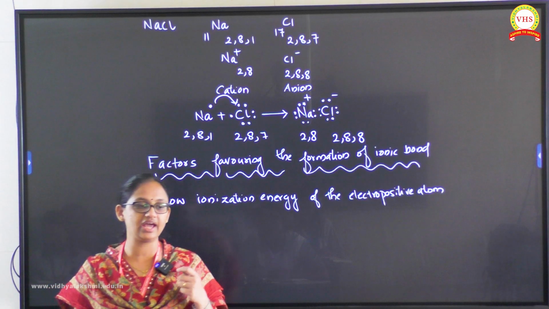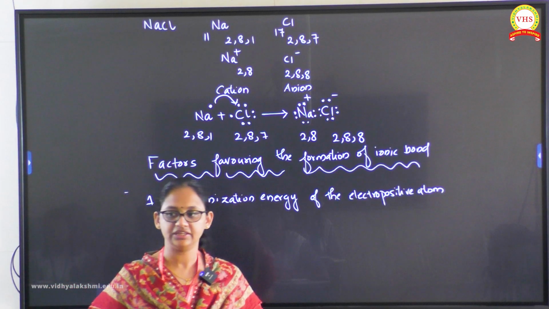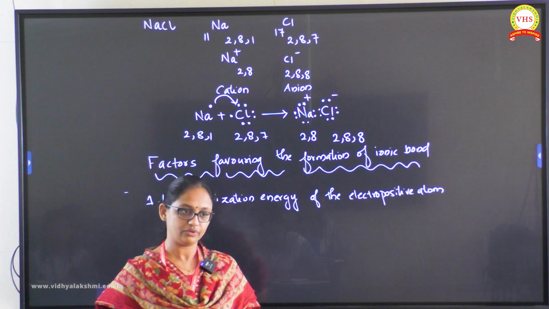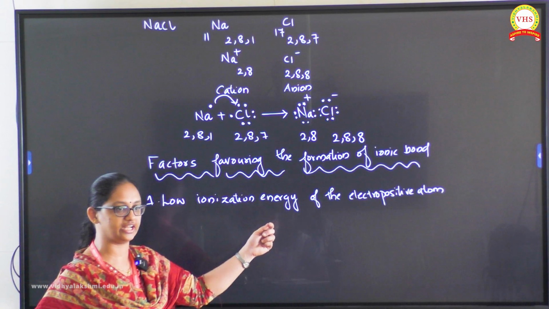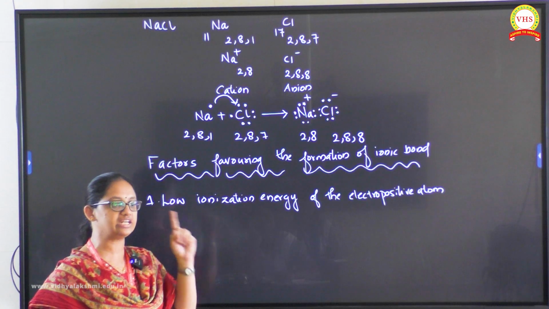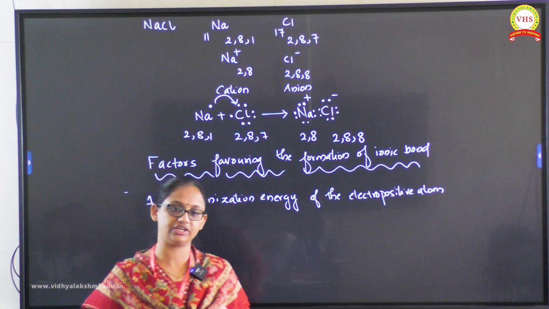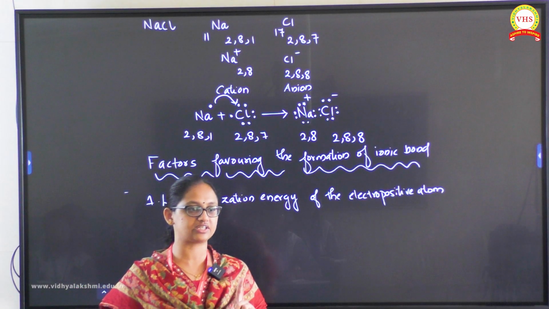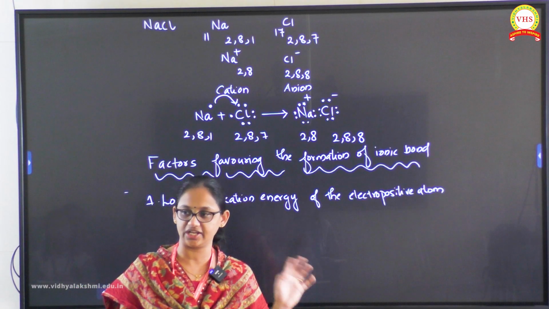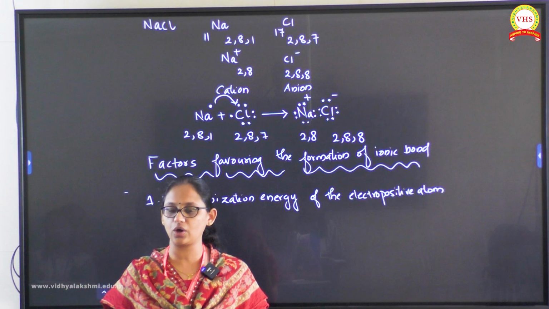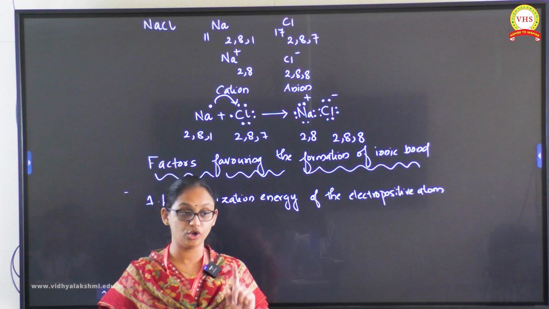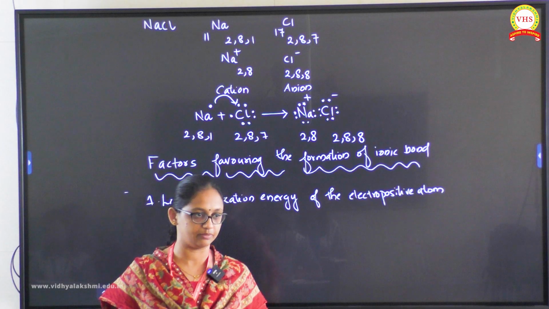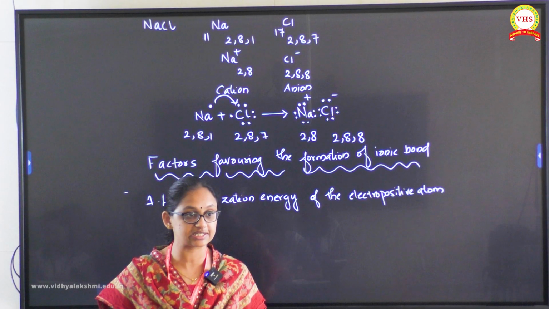So during ionic bond formation, the electropositive atom, that is the cation, should have very low ionization energy. That is one factor which favors the formation of ionic bond. What is the first factor? Low ionization energy of the electropositive atom. So the electropositive atom is the cation.